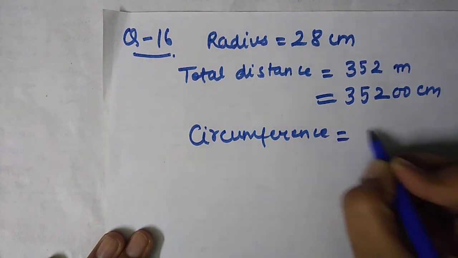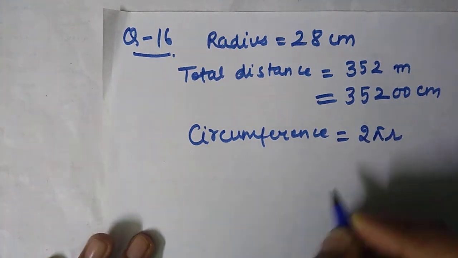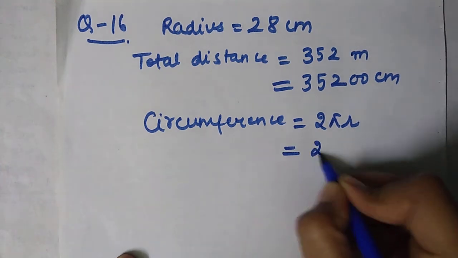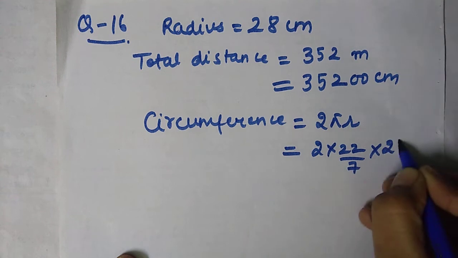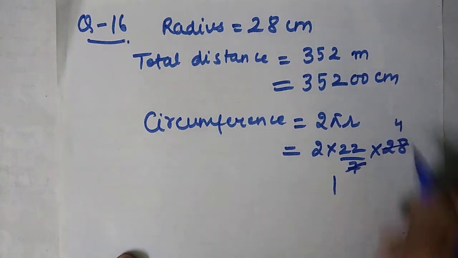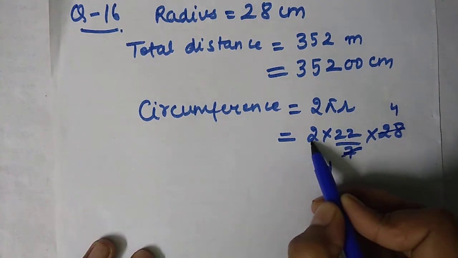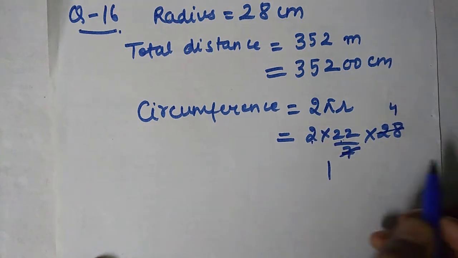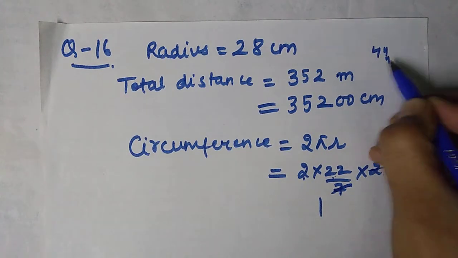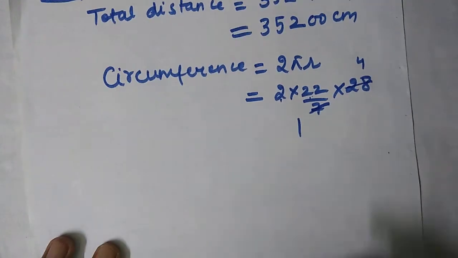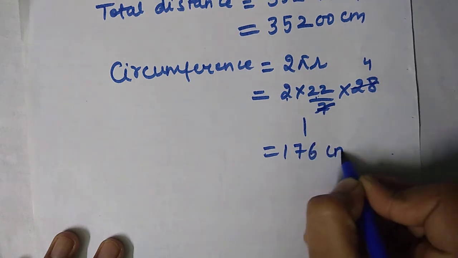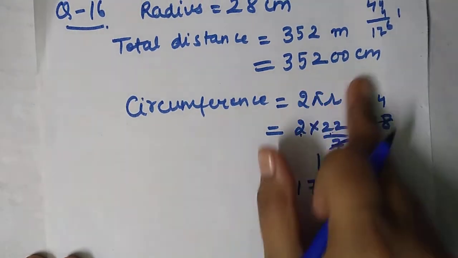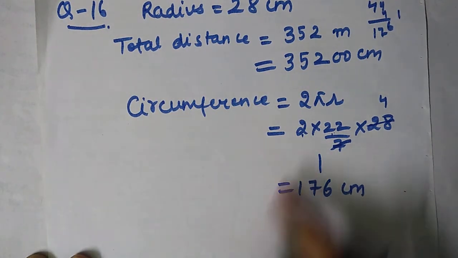For that you need to find the circumference, that is 2 pi r, because this is a circular wheel. Here pi you have to use 22/7. The radius is 28. So 7 fours are 28. It will be 22 into 2 is 44, and 44 into 4 is 176 centimeter. This is the distance covered in one rotation, and we have to find the number of rotations the wheel should make to cover this distance.